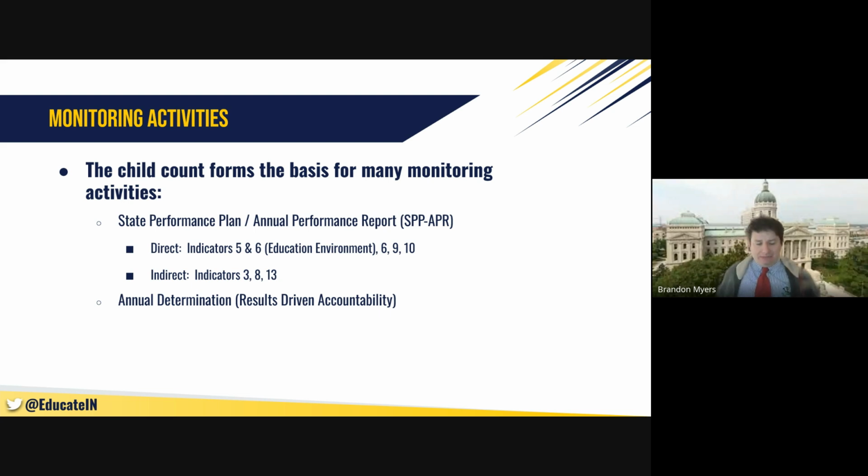So I'm not going to get into a lot of detail because we're talking about the count, but that is our big report that is due every February 1st to the U.S. Department of Education. And so it has lots of different special education information, although it doesn't have everything. And we have our indicators 5 and 6. I'm going to show data on that on the education environment, but it also has indicator 9 and 10, which is about disproportionality. And that all is coming from data from this child count.